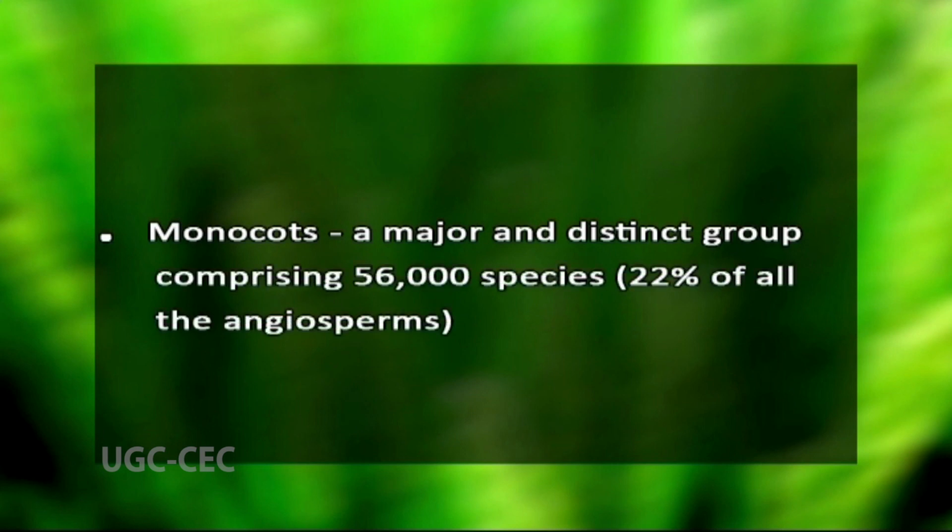The third group is the commonly known monocots, or monocotyledons. They have been long recognized as a major and a distinct group. The monocots comprise nearly 56,000 species. That is, it comes to roughly 22% of all the angiosperms.